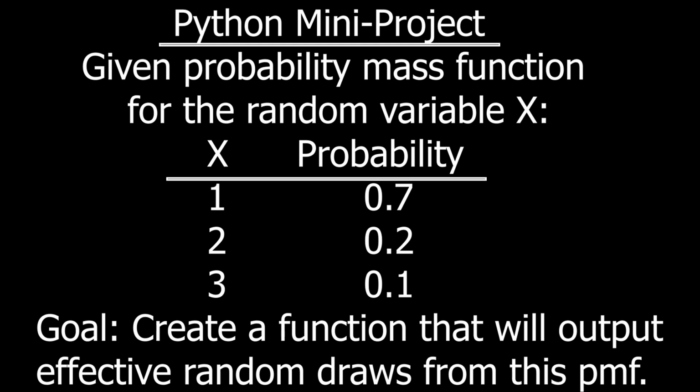Given the probability mass function for the random variable x, where x takes on the value 1 with probability 0.7, the value 2 with probability 0.2, and the value 3 with probability 0.1, the goal is to create a function that will output effective random draws from this PMF.